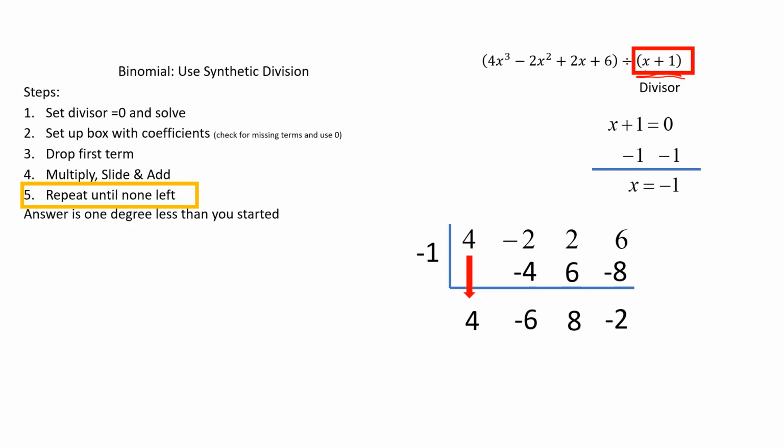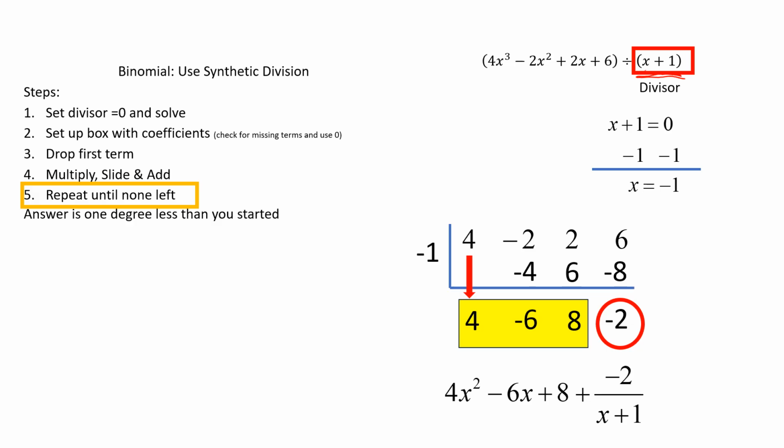The numbers that you have before the last number are going to be the coefficients of your answer, but it's always going to be 1 degree down from what you started with. So I started with an x to the third, which means my answer will start with x squared. So I have 4x squared minus 6x plus 8. This -2 is my remainder. So I'm going to say plus -2 over x plus 1.